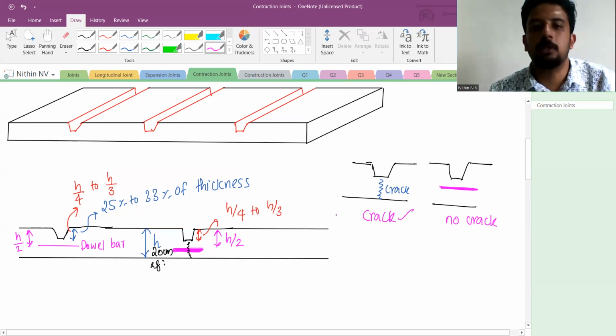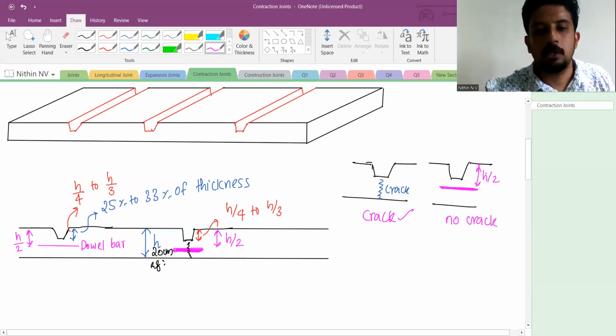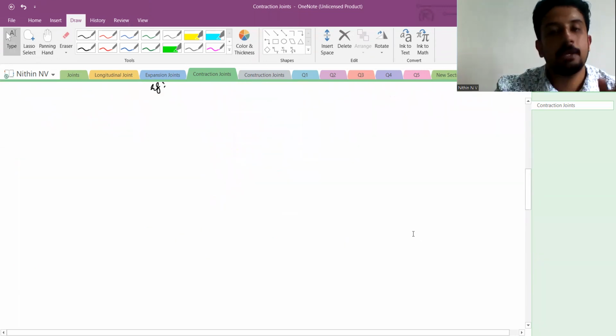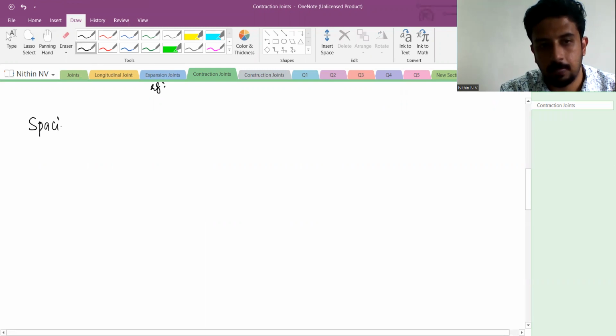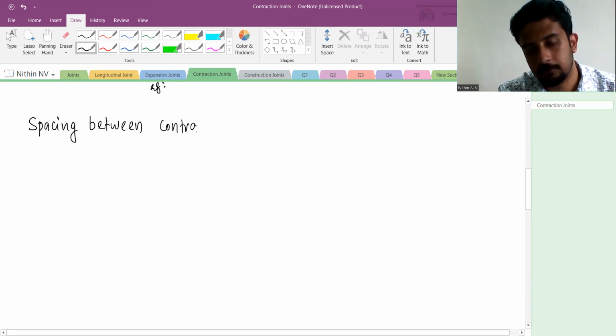Okay, so these points we need to note. Clear or not? Understood, guys? Now, what should be the spacing between these grooves, or what should be the spacing between the contraction joints? That is the next point to be noted. Just note down: spacing between contraction joints.